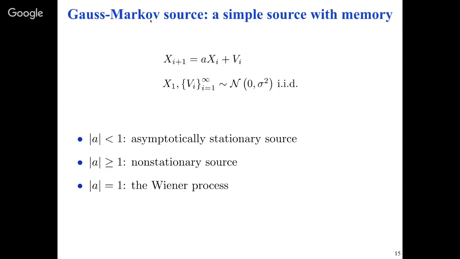A particular case is A equal 1. This is a source that is non-stationary, and it has a name. This is the Wiener process. So this is a very simple model for understanding sources with memory. And then there are various generalizations. You can look at a vector version of this, for example, where Vi becomes a vector, Xi becomes a vector, and A becomes a matrix.